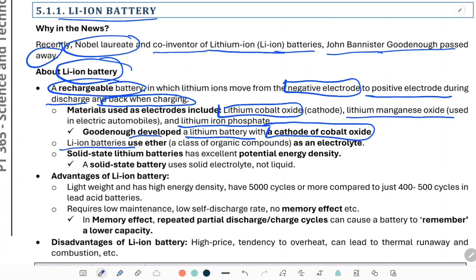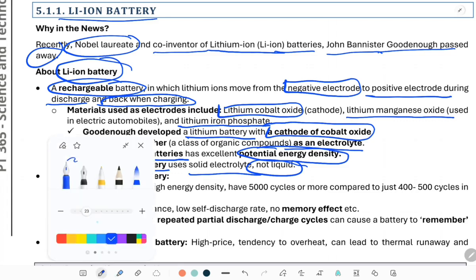Li-ion batteries use either liquid or solid as an electrolyte. Solid state lithium batteries have excellent potential energy density, and a solid state battery uses a solid electrolyte, not a liquid. Then we'll see the advantages of this.